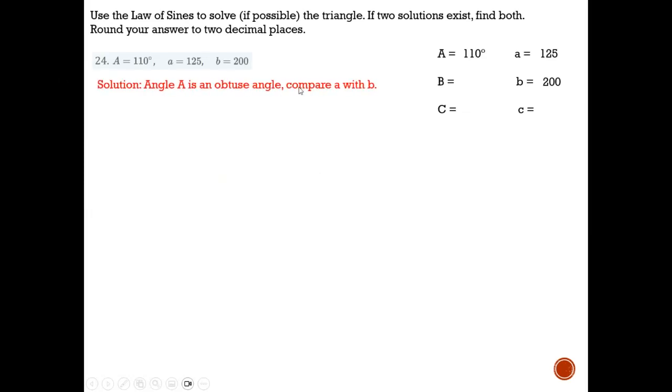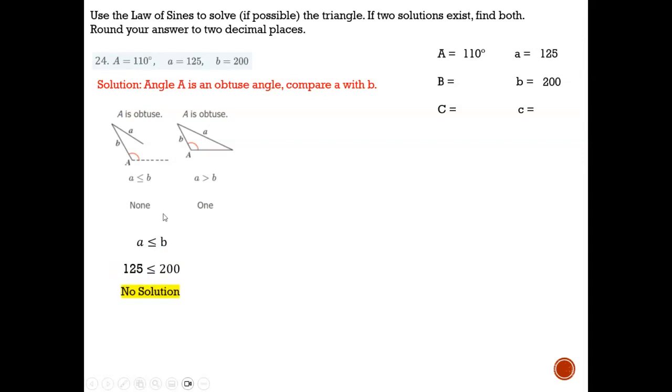So I'm going to do what I did before. I'm going to look at what I had from a few slides ago. This time, though, A is greater than 90, so it's an obtuse angle. So I'm looking at the options for when A is obtuse. I have to look at what B is and compare A with B. My little a is 125. My little b is 200. And that's this case right here, where B is bigger than A.